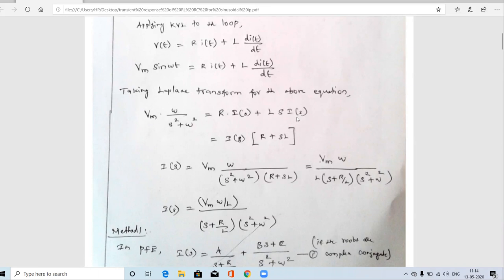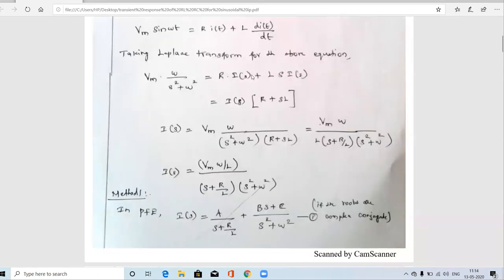Appa, from this, in these two terms I(s) is common, so you take I(s) common. We have to write it as R plus sL. What is our aim? Our aim is to obtain the value of I(s). So from this, you keep I(s) on the left side. So I(s) equals Vm omega divided by (s squared plus omega squared) into (R plus sL).